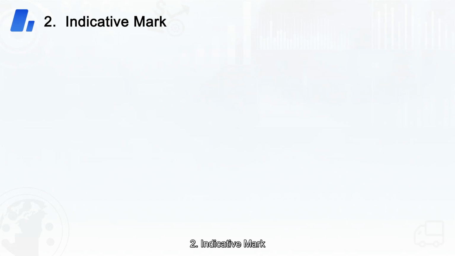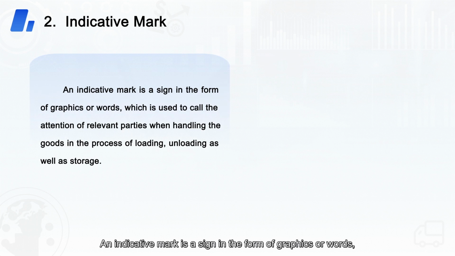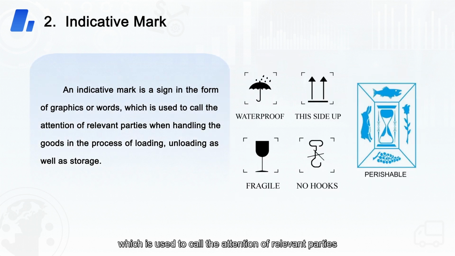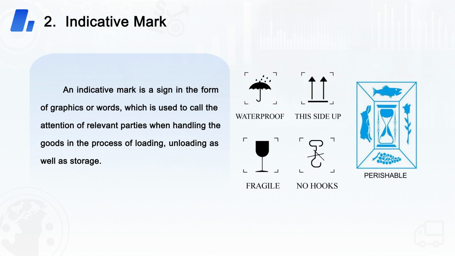2. Indicative mark. An indicative mark is a sign in the form of graphics or words, which is used to call the attention of relevant parties when handling the goods in the process of loading, unloading, as well as storage. Vulnerable, fragile, and perishable commodities especially need indicative marks on their packaging.